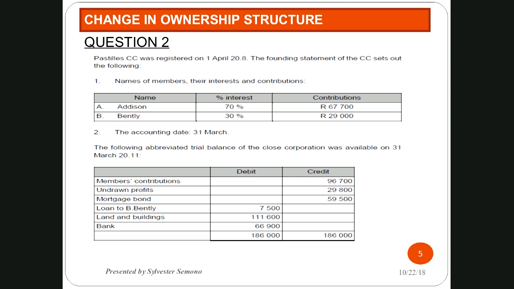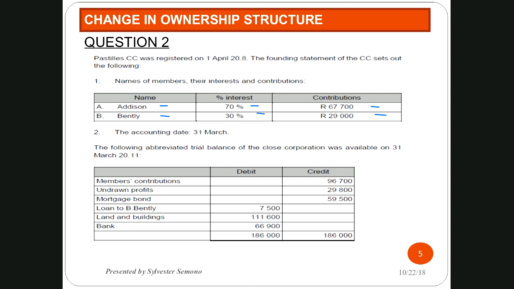As you can see here, we've got a business, and this business was registered on the 1st of April. And then the founding statement of the CC sets out the following. So here we have got 2 members, member A and member B. And then the current interest here, we've got 70% for A and 30% for B. And this is the members' contribution according to the ranks. So this is the given information.